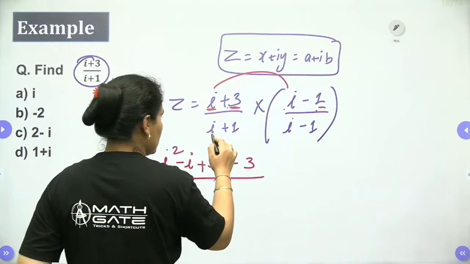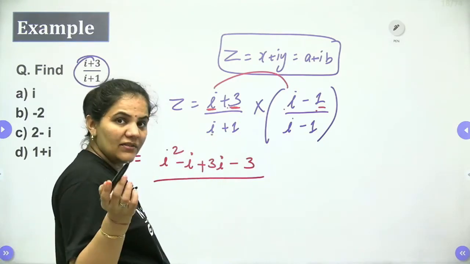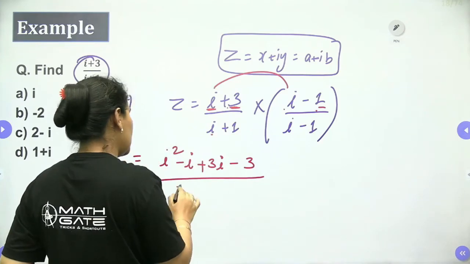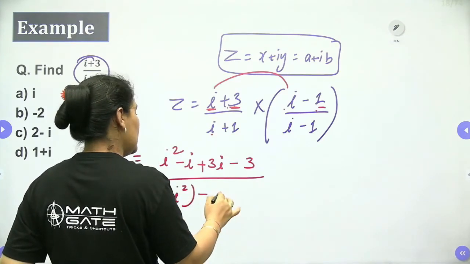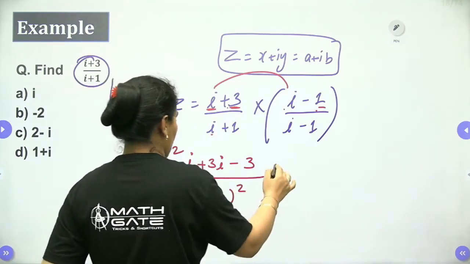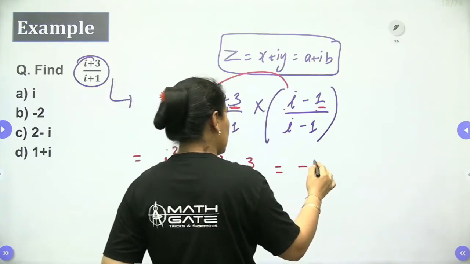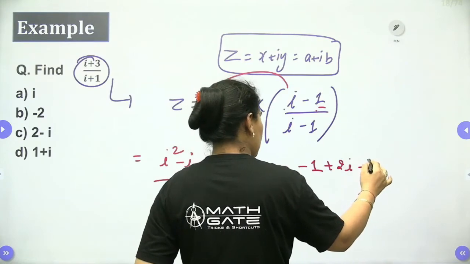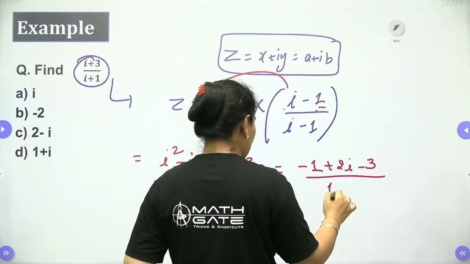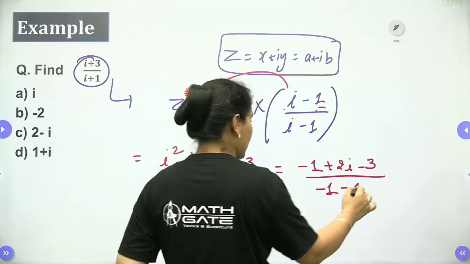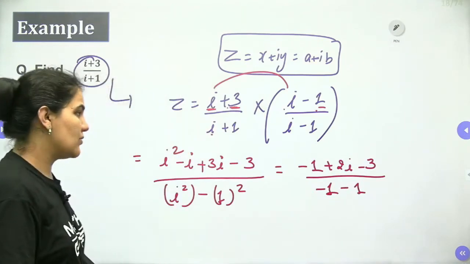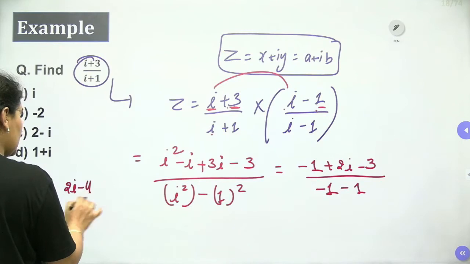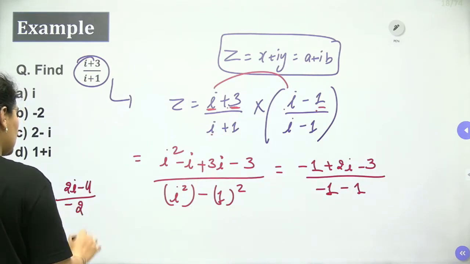In the denominator we can apply (a minus b)(a plus b), so it is a square minus b square, meaning iota square minus 1 square. Since iota square is equal to minus 1, the numerator is 2 iota minus 4, and the denominator is minus 1 minus 1, which is minus 2.